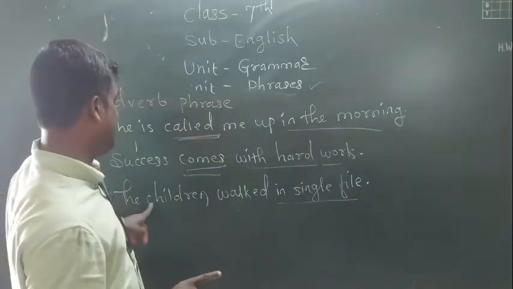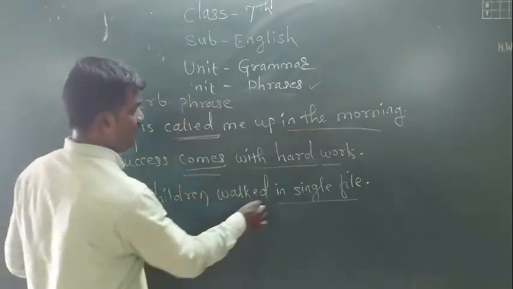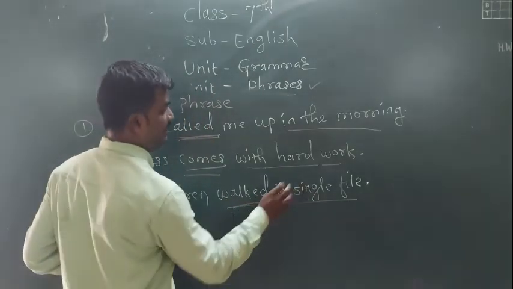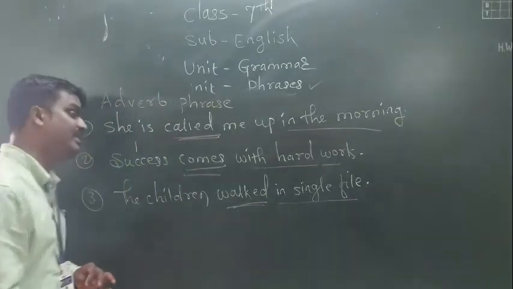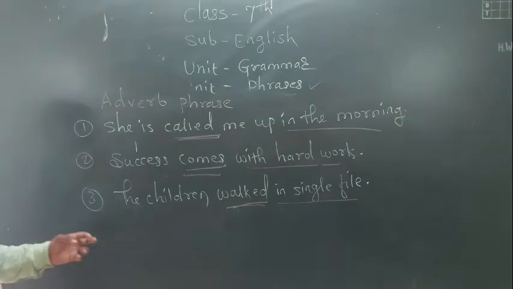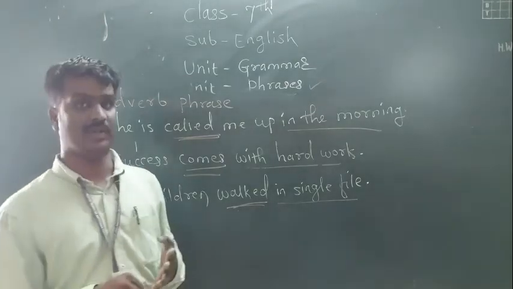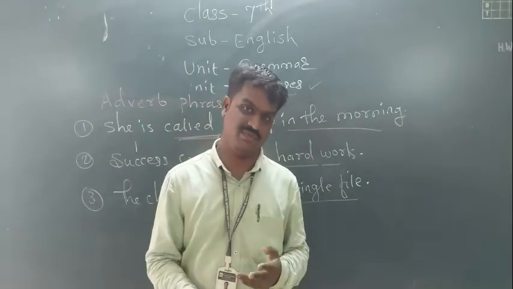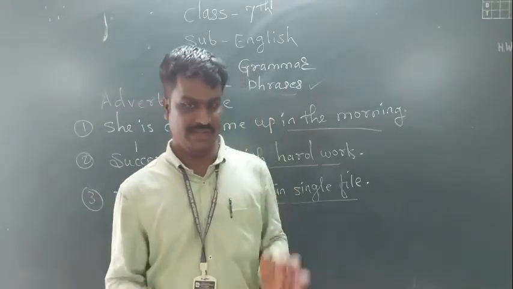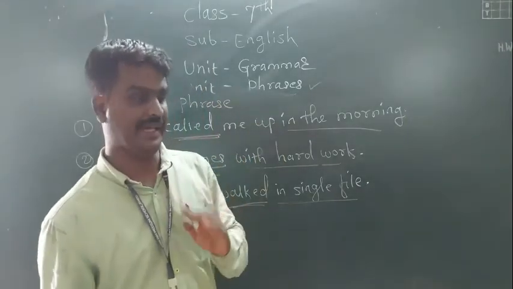Here, friends: the children walk in single file. Here walk is a verb and "in single file" is an adverb phrase. Why is it an adverb phrase? Because it modifies the verb. And when a phrase modifies the verb, that is called an adverb phrase. Understood this? Here we have completed what is meant by noun phrase, adjective phrase, and adverb phrase. Let's discuss some examples for your better understanding.